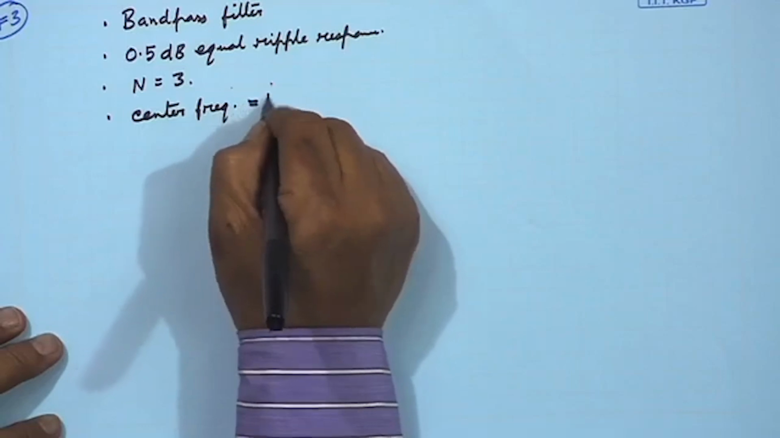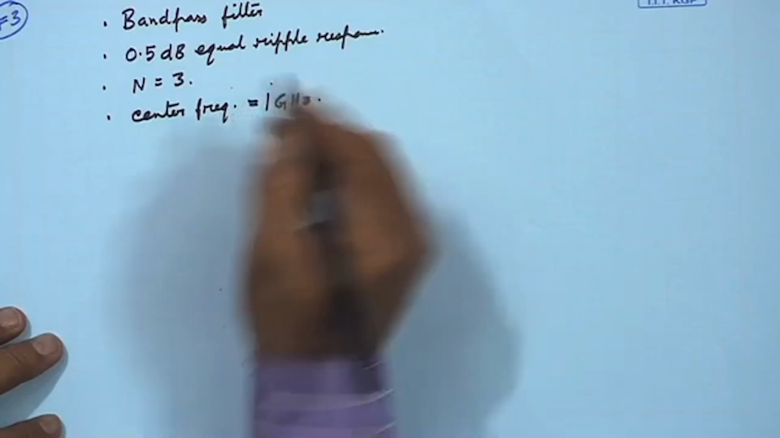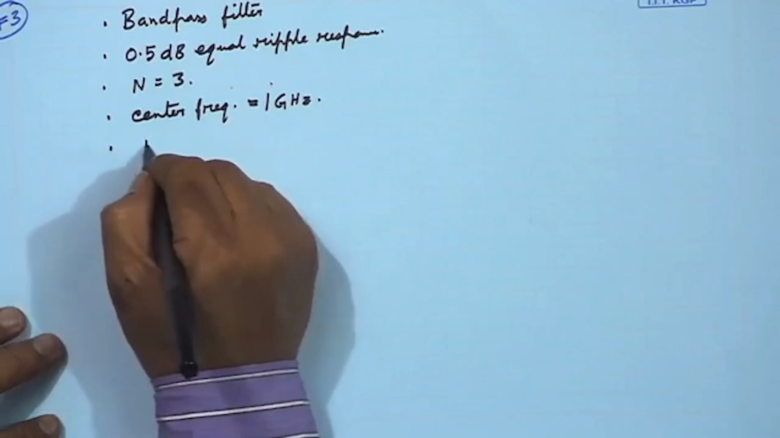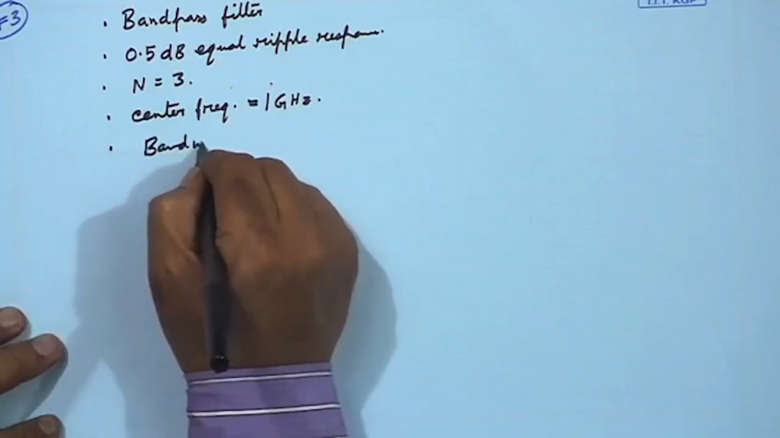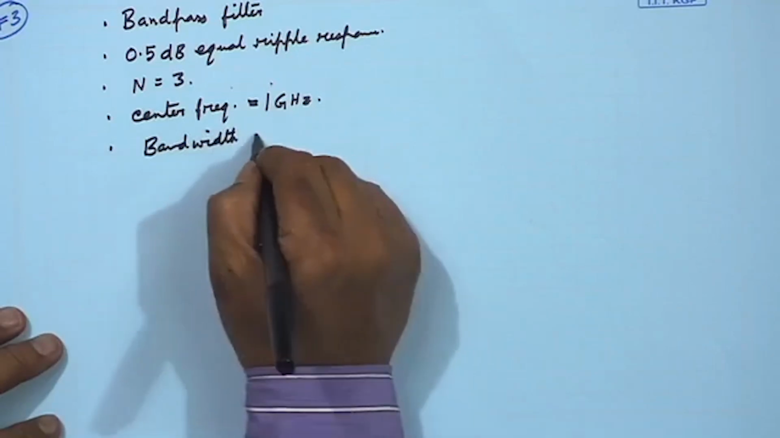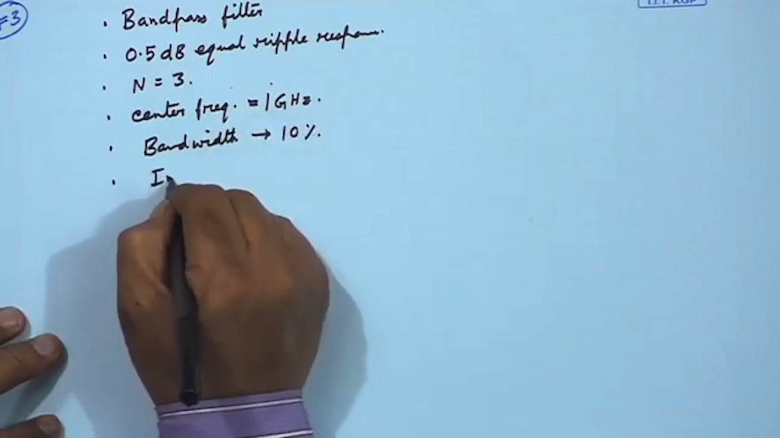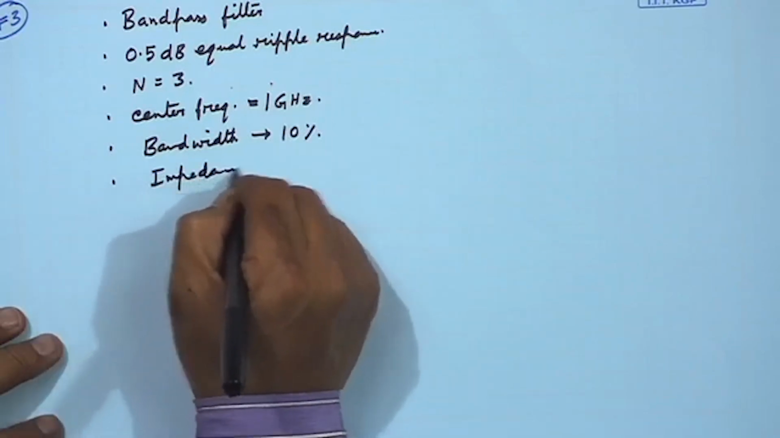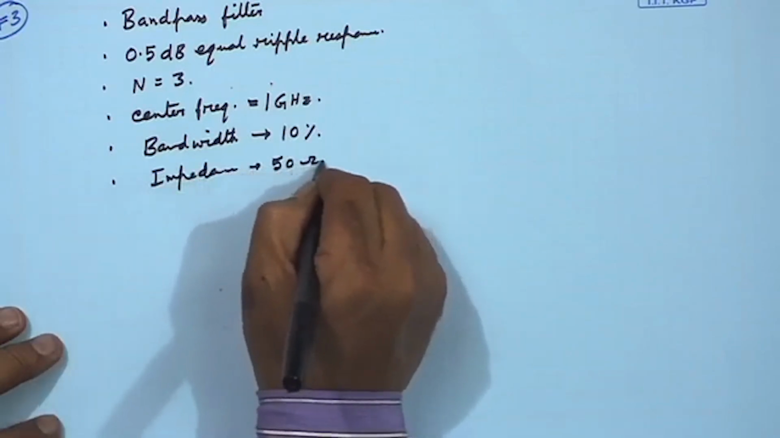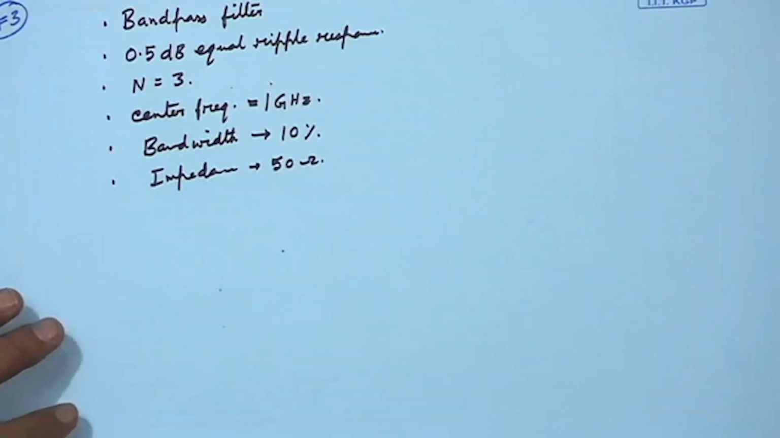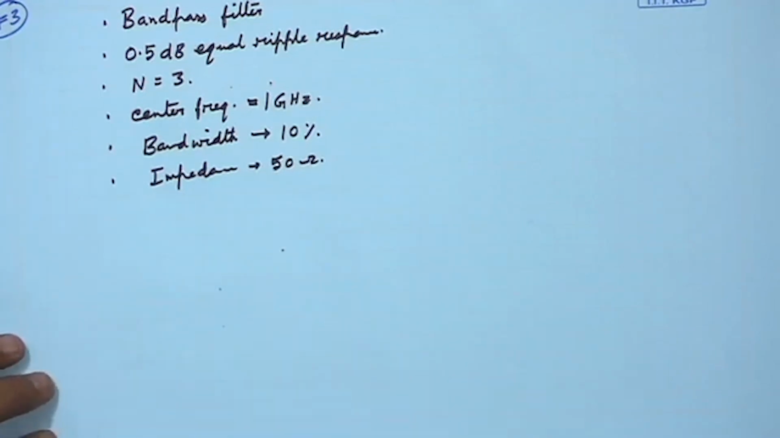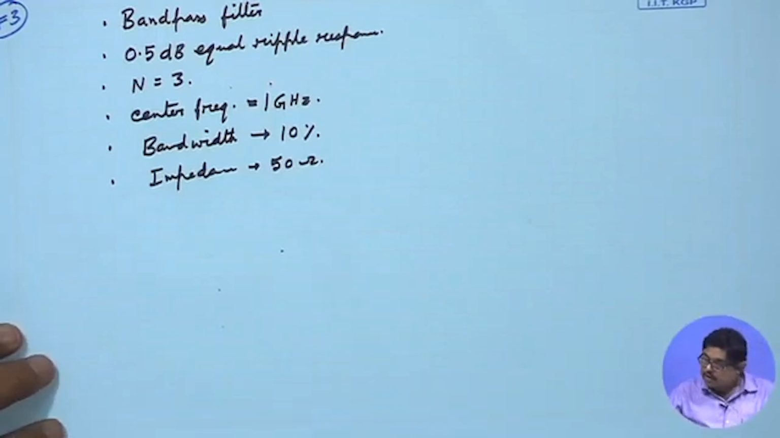the center frequency, that means our omega naught is 1 gigahertz, bandwidth, percentage bandwidth is 10%, and impedance level is 50 ohm. So, you see n is equal to 3 is said. So, basically we will have the 4 things from table, G naught always is 1.